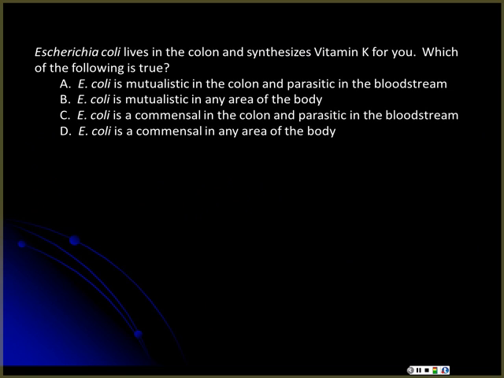Let's see. E. coli lives in the colon and synthesizes vitamin K for you. Which of the following is true? A, yeah. It's a mutualist. Mutualist means the organism is doing something beneficial for you. And in the colon, it's mutualistic, but if it gets into the bloodstream or urinary tract or down in the respiratory tract, it's going to cause disease.